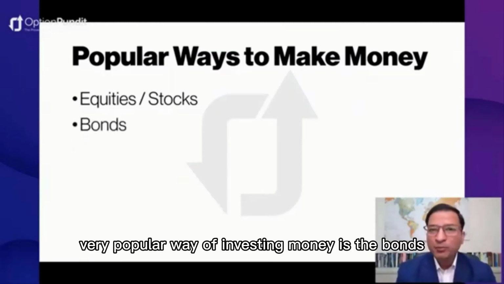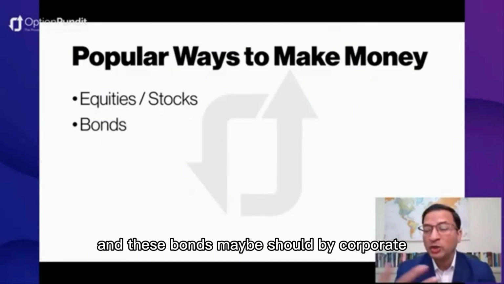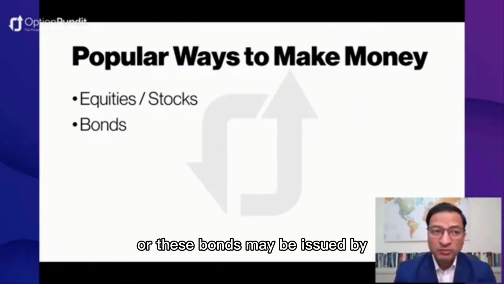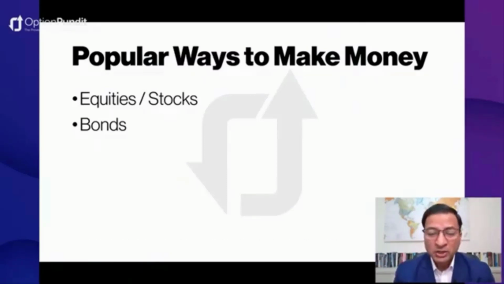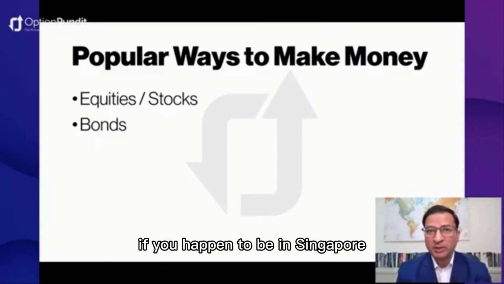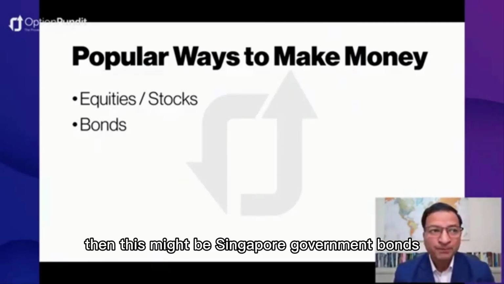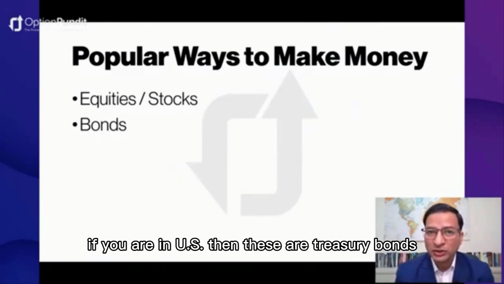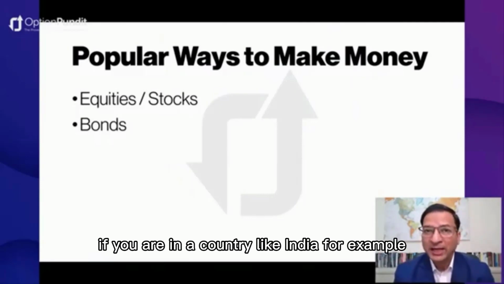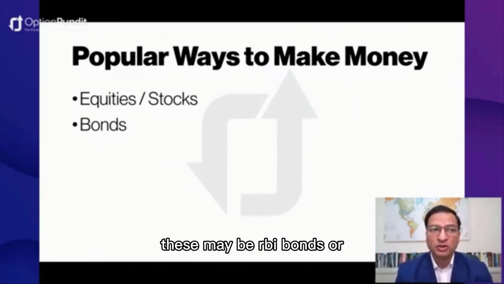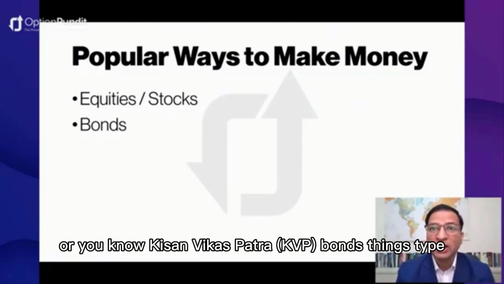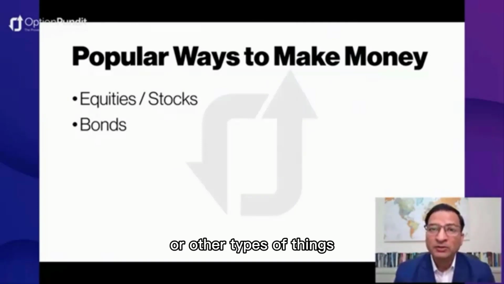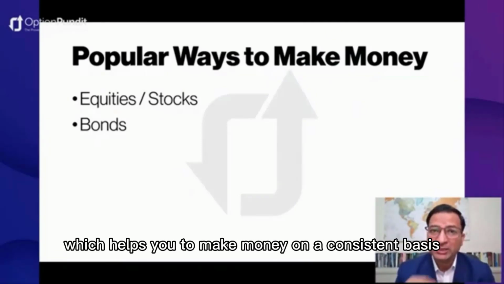The other very popular way of investing money is bonds, and these bonds may be issued by corporates, or by governments all around the world. For example, if you are in Singapore, then this might be Singapore government bonds. If you are in the US, then these are treasury bonds. If you are in a country like India, these may be RBI bonds, or bonds issued by your local banks as well, or Kisan Vikas Patra and other types of instruments, which help you to make money on a consistent basis.